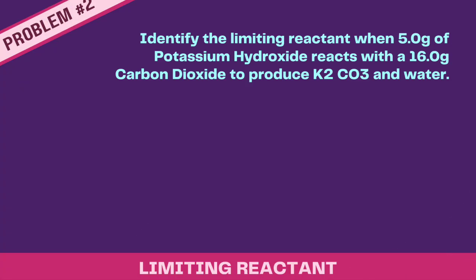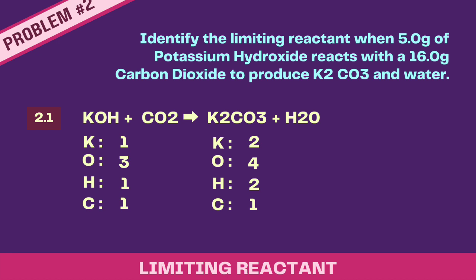Problem number 2. Identify the limiting reactant when 5.0 grams of potassium hydroxide reacts with 16.0 grams of carbon dioxide to produce K2CO3 and water. First, balancing equation. KOH plus CO2 resulting to K2CO3 plus H2O. Let's begin balancing the large numbers first, which is oxygen. If I put 2 here, K would be 2, O would be 4, H would be 2. Wow, so easy to balance.